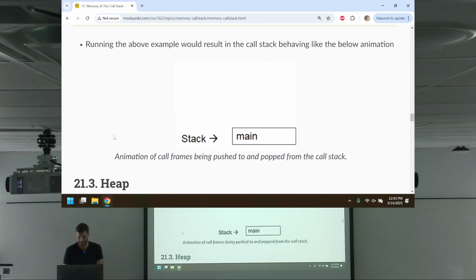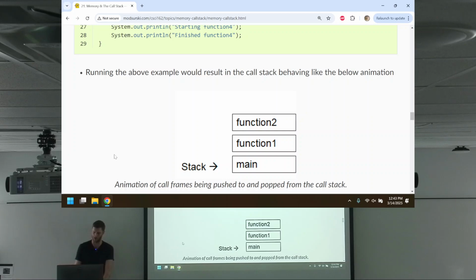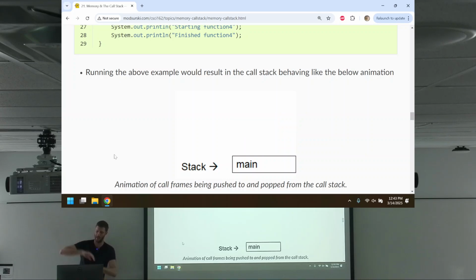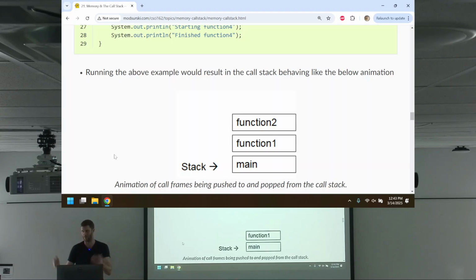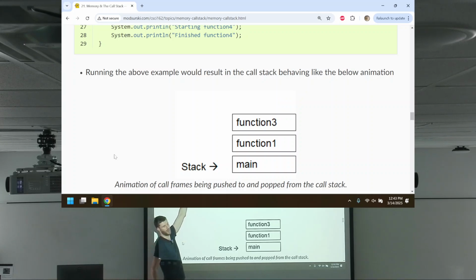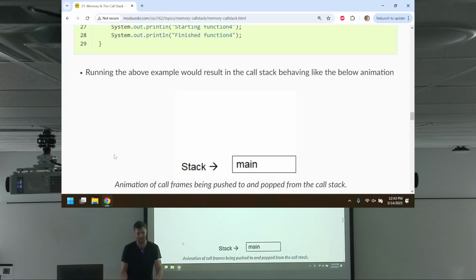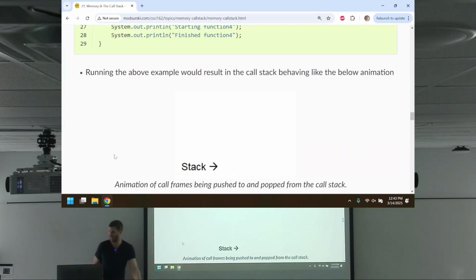I've got the stack, we push main. Function 1 calls function 2, which calls function 4, which finishes and returns, then calls 3, which returns. Main's done, we're done. When the stack is empty, the program's done, or at least the program is not running. So this would be a little animation following the order that the code would run. Is that clear? Cool. That's the idea.